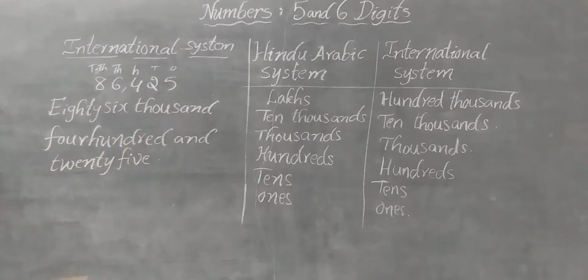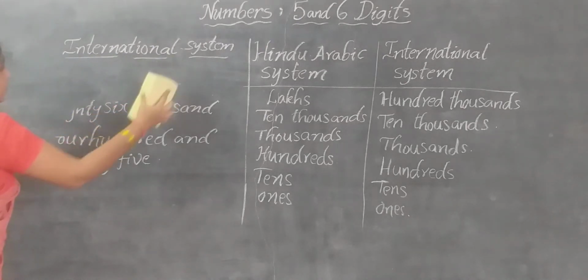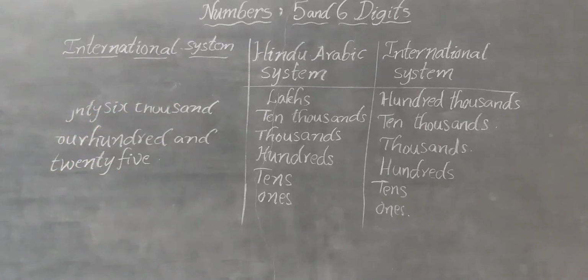86,425. Here there is no change between the Hindu-Arabic system and the international system. Why? Because only 5 digits are there. Only the 10,000s place is there. See here, I will write. Now I will write 6 digits here.